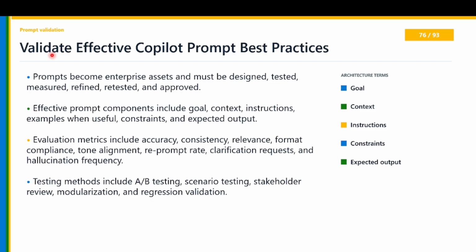Okay, if you want to employ someone, you employ based on their experience and certification. So experience and certification to an employee is the same thing as prompt to an agent. Okay, so prompt validation: validate effective Copilot prompt best practice. So these are the best practices you should follow, and these are the architecture terms that you should use in your design. So the first one is goal. What is the goal of the prompt? What is the prompt designed to do?